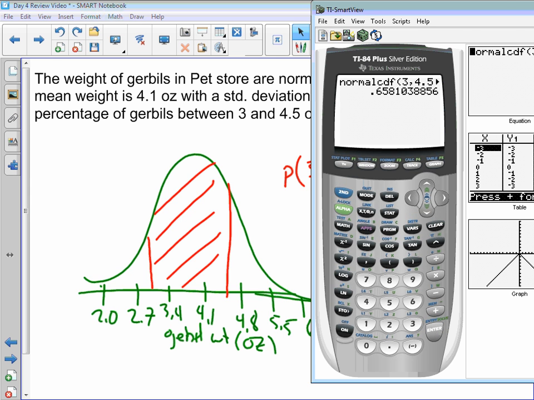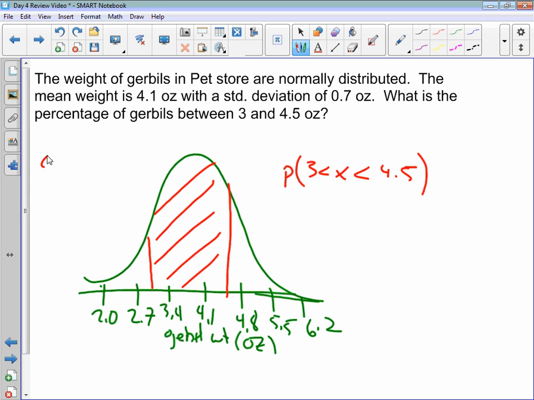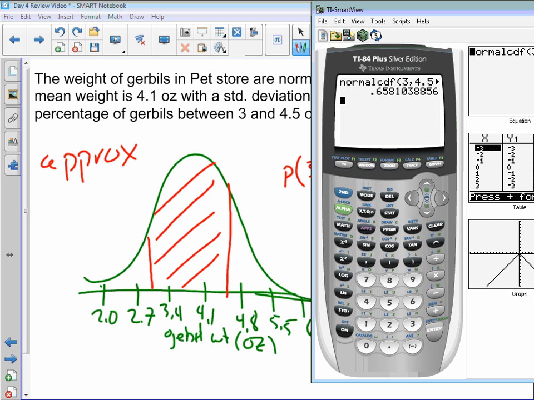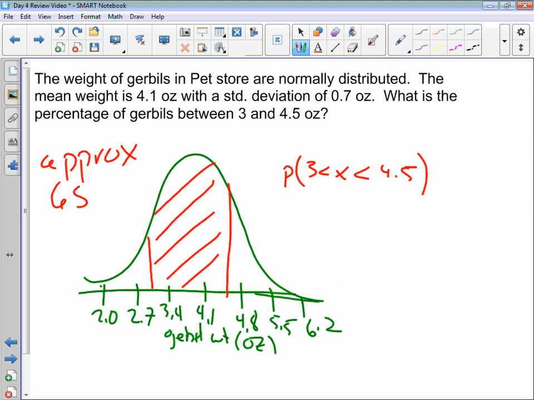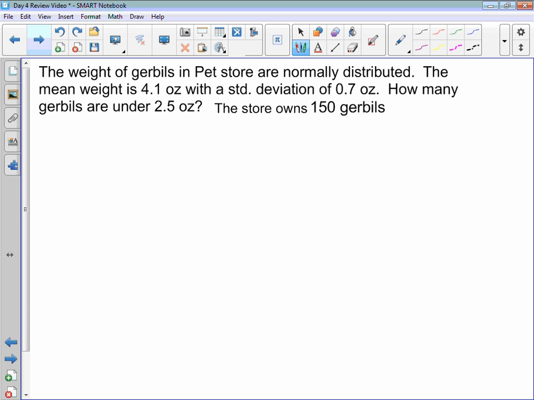And the answer is approximately 65.8% of the gerbils will be between 3 and 4.5 ounces. All right. So then the next one is how many gerbils are under 2.5 ounces?